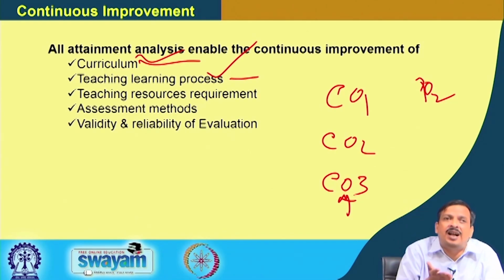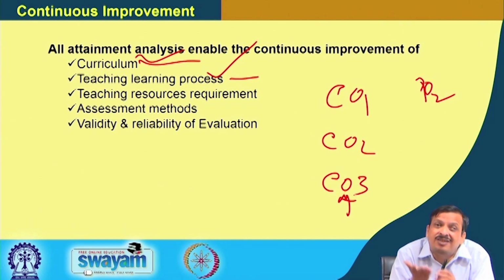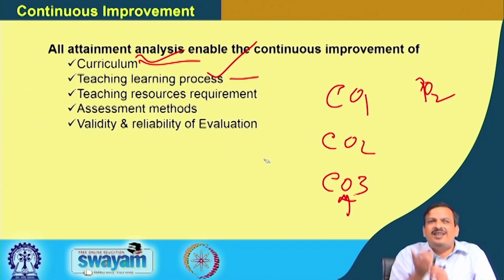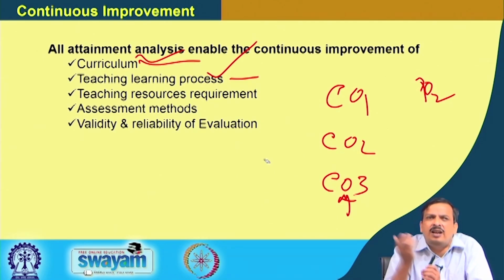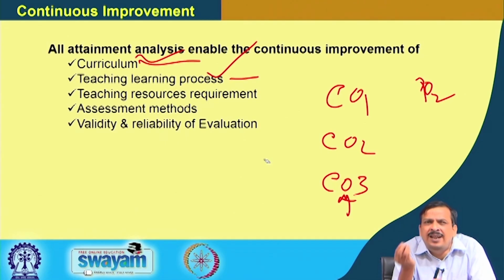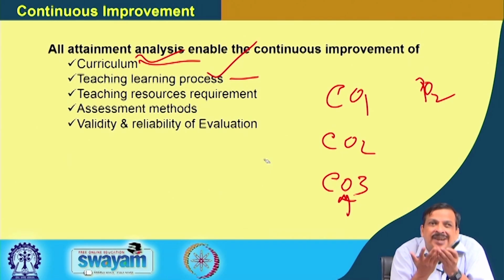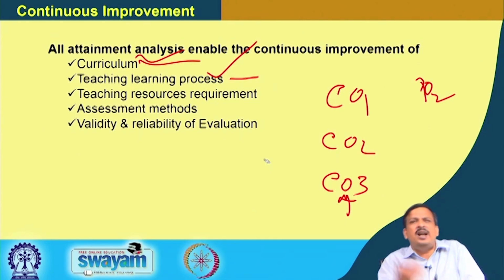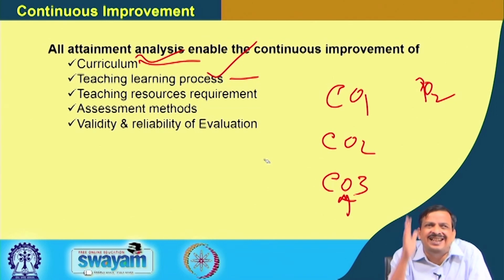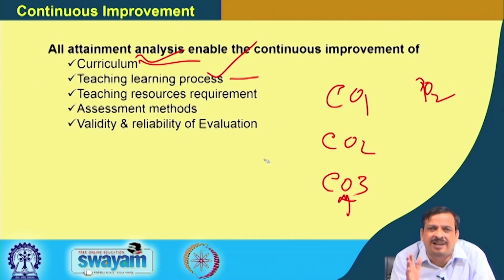It may also be that the assessment test item is not validated, the assessment is not correct, the attainment is low, and you find that the mapping between the CO and test item is very poor. Once the attainment is made, what are you achieving? You are achieving the validity and reliability of your evaluation. Today you cannot say that if a student gets EX marks, that student has a skill set at that level.